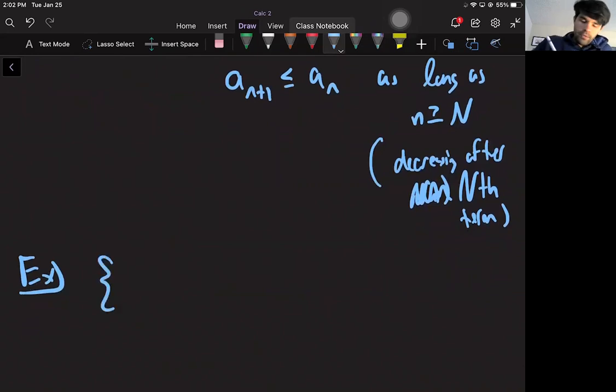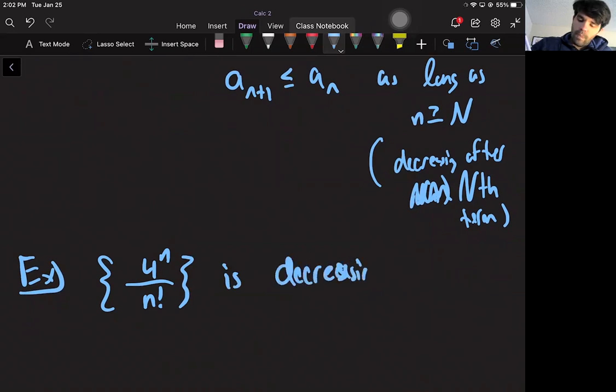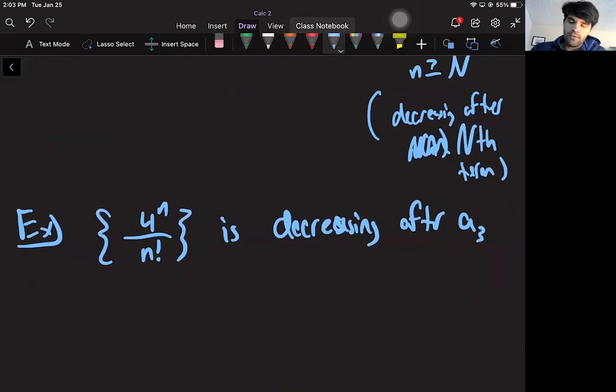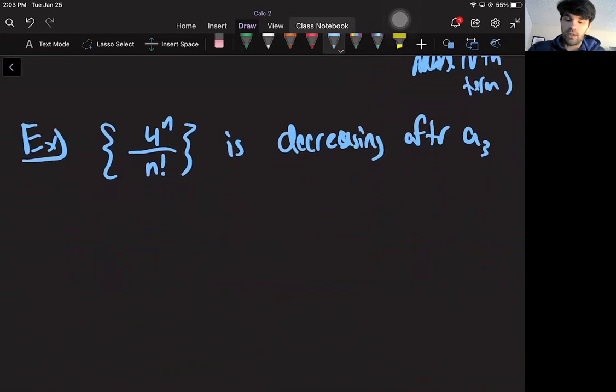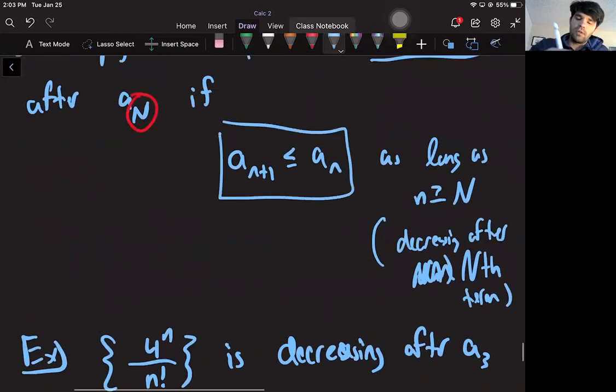Okay, so for example, 4 to the n, this is the one we looked at the beginning, over n factorial is decreasing after A3. So this one's a bit trickier because when I wrote out those terms at the beginning, the first couple actually got bigger. And it's because it's only decreasing after A3. So it's not decreasing right off the bat. It's not getting smaller right from the first term. And we'll see it this time.